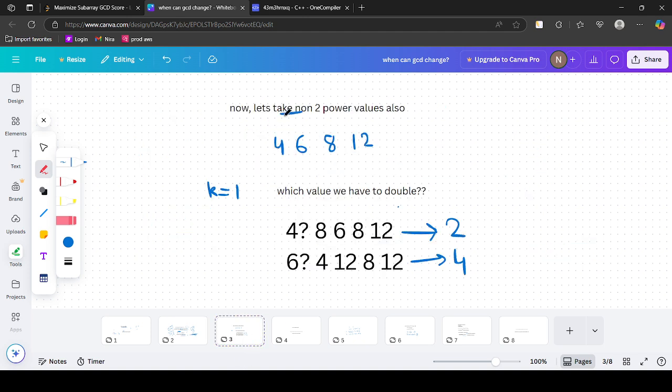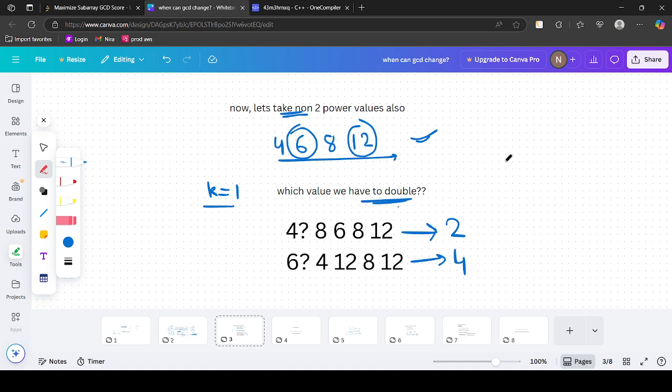But what if we have non-2 power values also? So let's take 4, 6, 8, 12. So 6 is not a 2 power and 12 is also not a 2 power. So let's take this and assume k is equal to 1. What is the maximum GCD possible now? In the before case, we are sure that all are 2 power values, right?